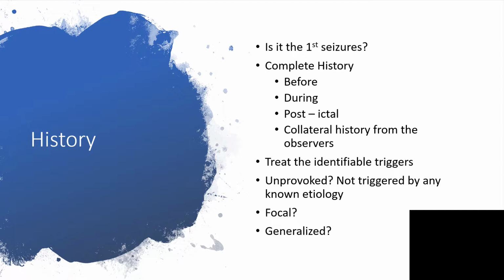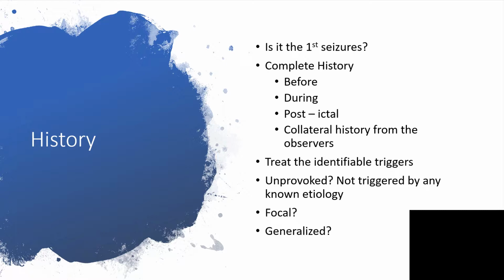Collateral history from the observers will be very helpful because sometimes we might be dealing with generalized seizures where there's impairment of awareness. Okay, and we'll look for identifiable triggers. We want to find out about possible triggers. Is this unprovoked? Unprovoked means it's not triggered by any known etiology.